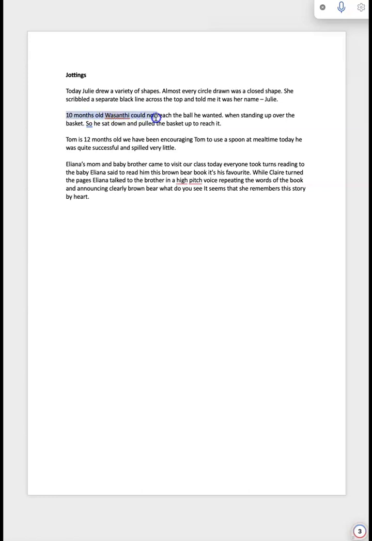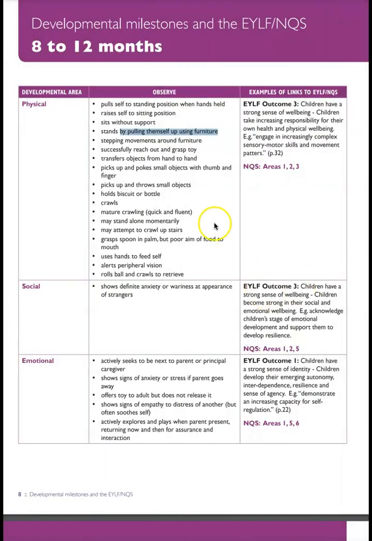10 months old Vasanti could not reach the ball he wanted when standing up over the basket. So he sat down and pulled the basket up to reach it. So let's have a look at our physical development. Does he stand by pulling himself up using furniture? No. Does he sit without support? Yes. Does he raise himself to a sitting position? No, he was doing the opposite, sitting down from a standing position, which also is related to these physical developmental areas.